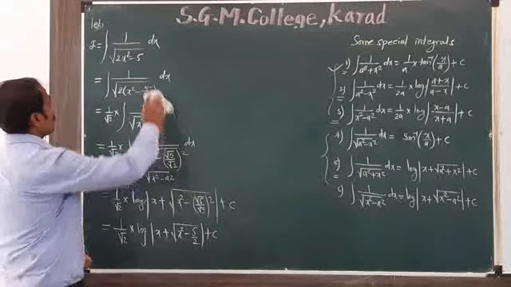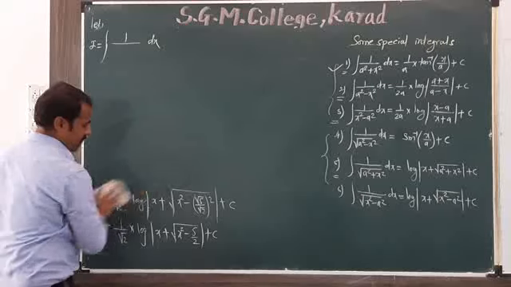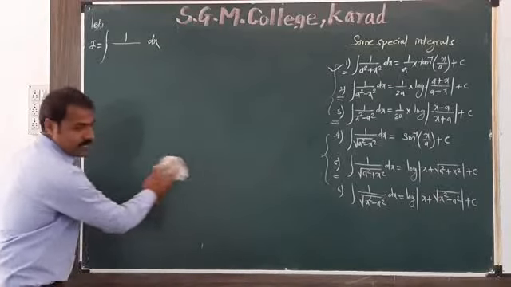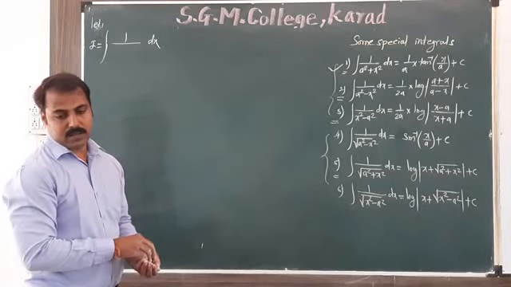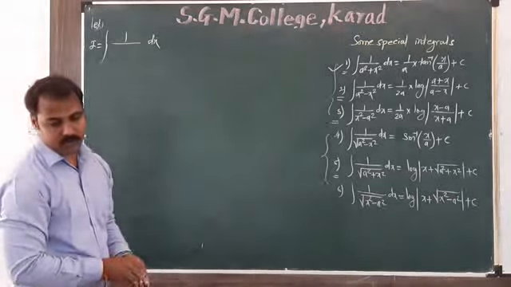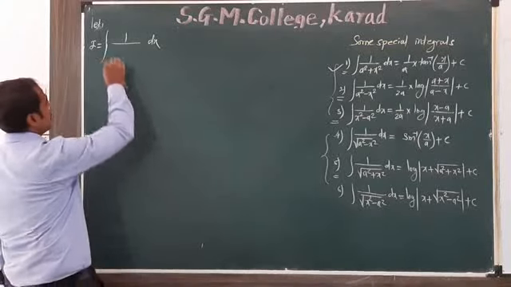Now moving to our next example, evaluate integration 1 upon square root of 11 minus 4x square dx.